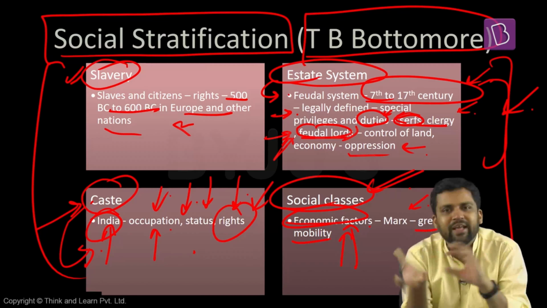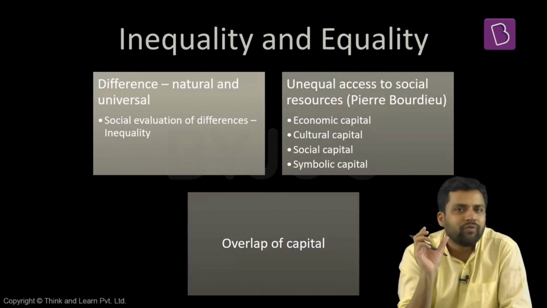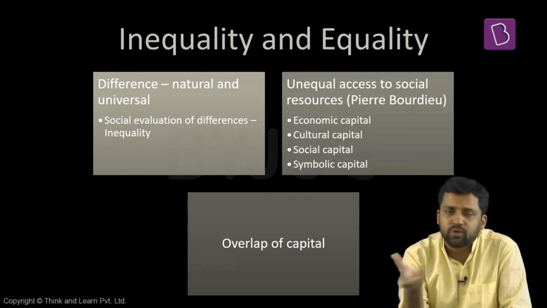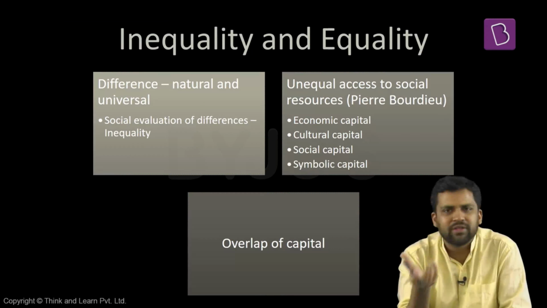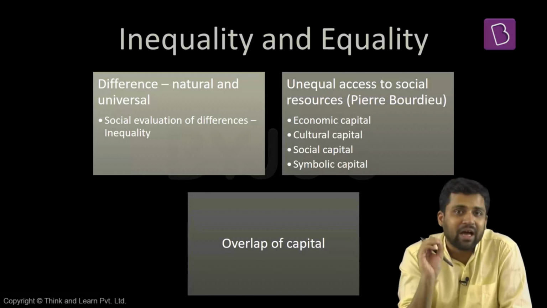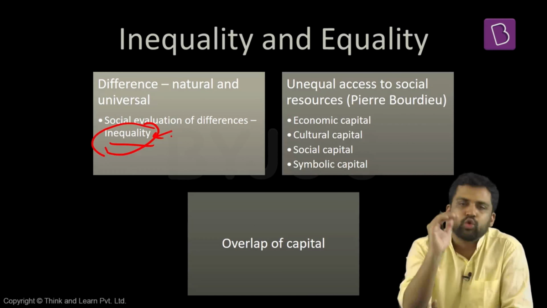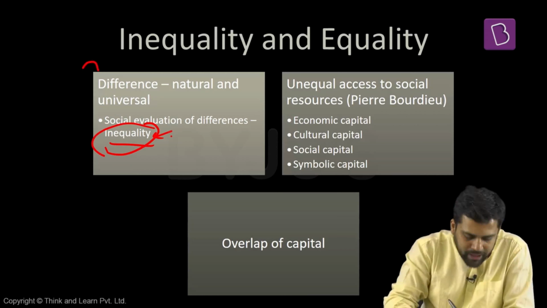Now we will discuss equality and inequality. What is the meaning here? Now, what is the meaning of inequality? A few moments back, I told you that in every society, there are differences: male, female, difference in terms of wealth. So differences are natural, or sometimes differences are socially created. But when these differences are evaluated, it leads to inequality. Social evaluation of differences leads to inequality. If you are saying one is superior, one is inferior, that is inequality. So the meaning of social inequality is this.